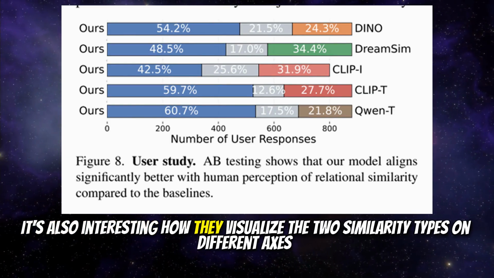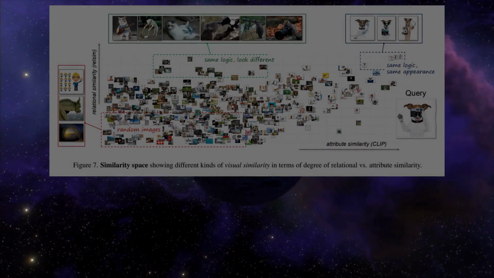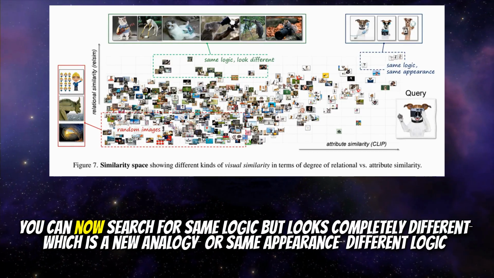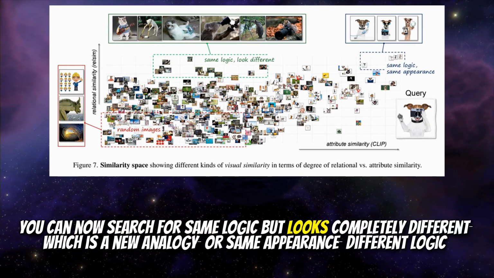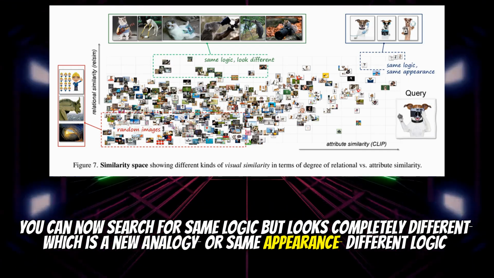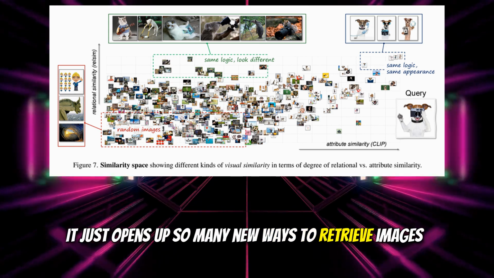It's also interesting how they visualize the two similarity types on different axes. Yeah. It's not an either-or situation. That's the real utility here. You can now search for same logic but looks completely different, which is a new analogy, or same appearance, different logic. It just opens up so many new ways to retrieve images.